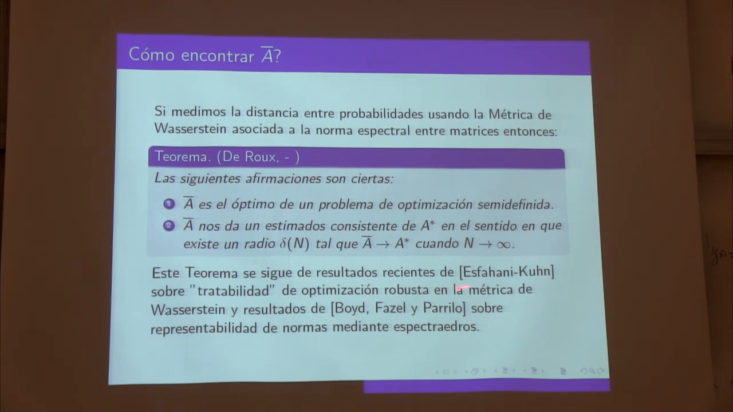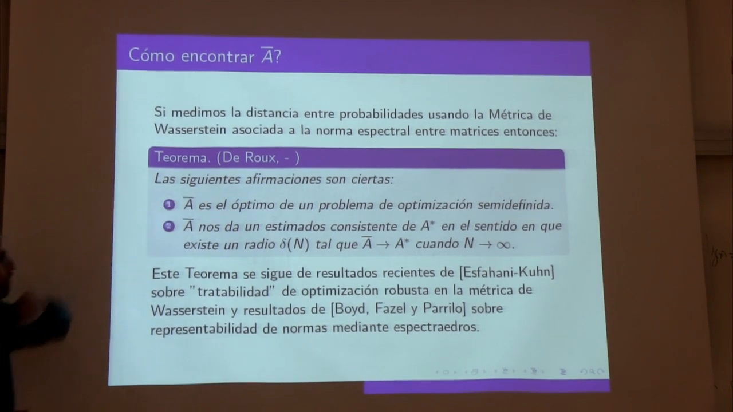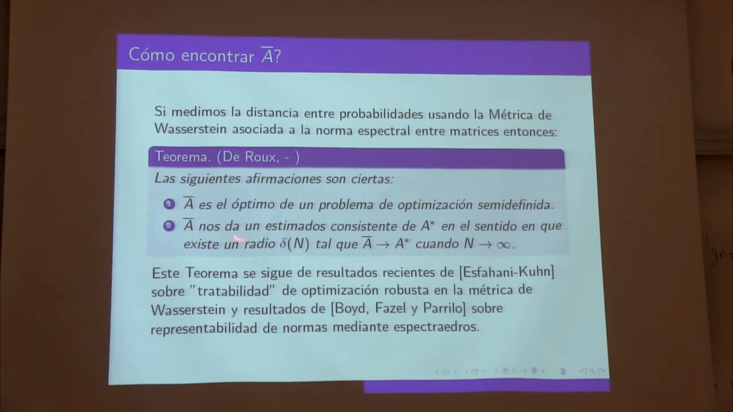This is a non-trivial theorem. It involves recent results of Esfahani and Kuhn about tractability of robust optimization, and it uses results of Boyd, Vandenberghe, and Parrilo about representability of norms with spectrahedra. But it's true. It gives us a mechanism to find your estimator A bar. And second, we were able to prove that A bar gives us consistent estimates of A star, in the sense that there is a radius delta of n, so depending upon how many samples you have, you need to choose the radius of your ball differently as n goes to infinity.